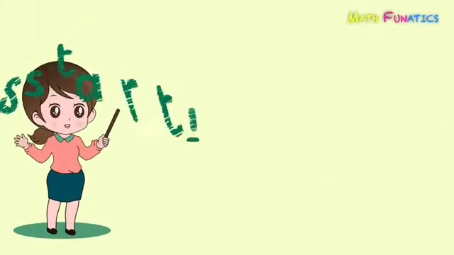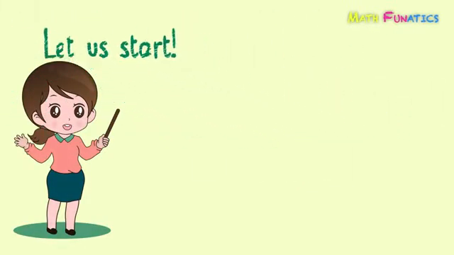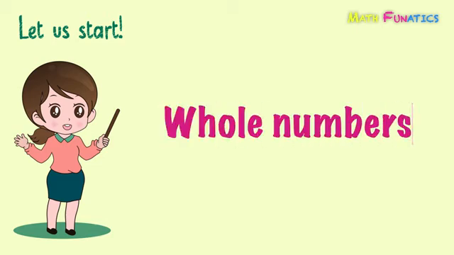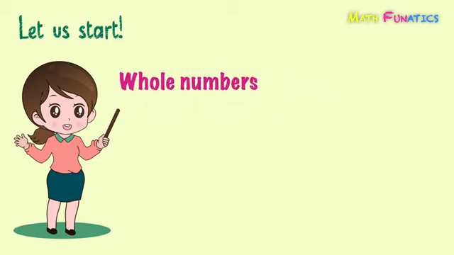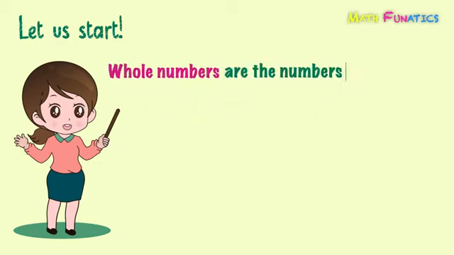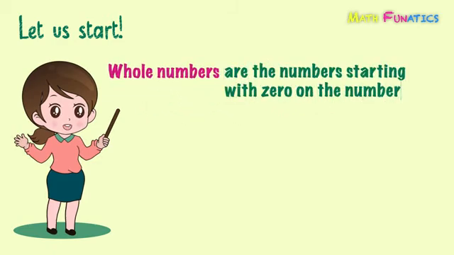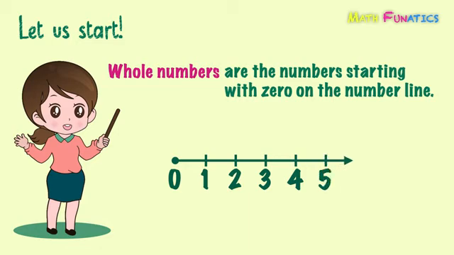To learn what integers are, we need to start with the whole numbers. Let us recall what we basically know about whole numbers. Whole numbers are simply the numbers starting with a 0 on the number line. So, we have 0, 1, 2, 3, 4, 5, and continue all the way to infinity.